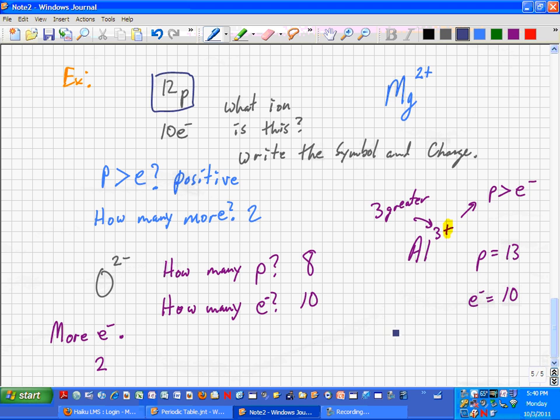One more question that I could ask is, how many electrons did this lose? Keep in mind, protons don't go anywhere. They stay. How many electrons did this lose? The answer is 13 minus 10, which is 3.